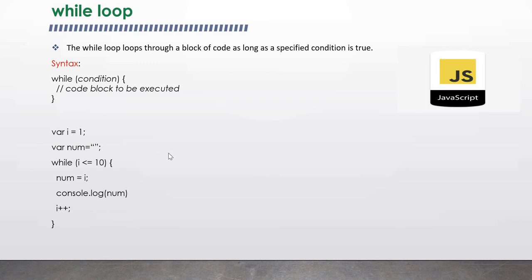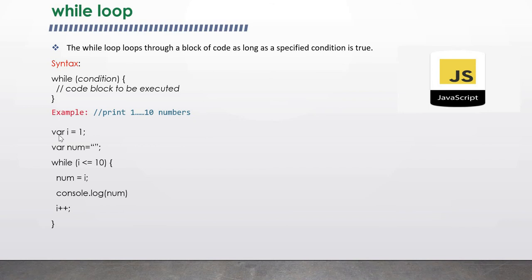Let's see an example. We're going to print the numbers 1 to 10, in ascending order. If we want to print them following a while loop, what would the example look like?